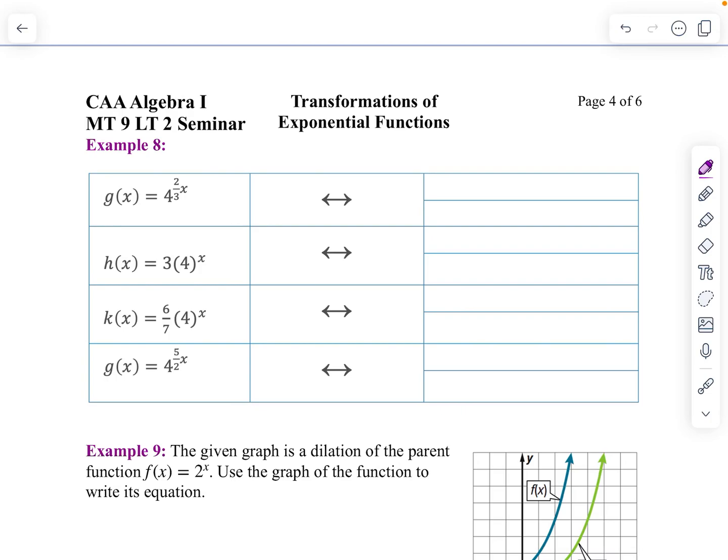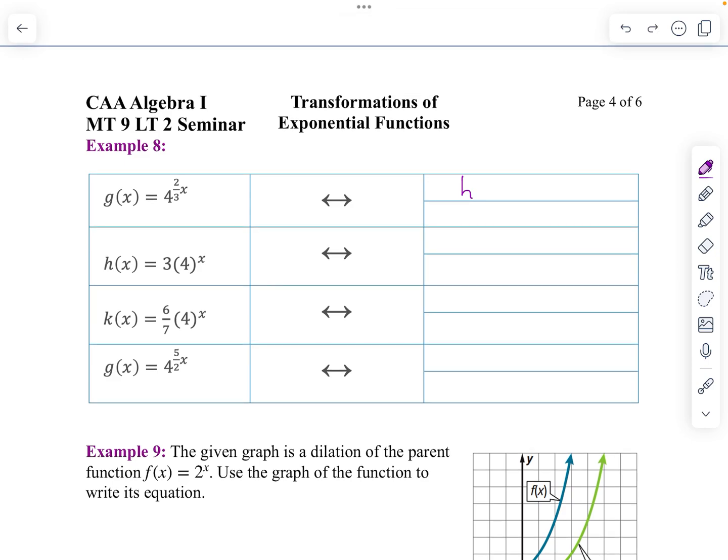In problem example 8, I should say, we want to summarize our dilations and look what's happening here. Notice on the first g of x, I'm multiplying in my exponent. In my exponent, that's going to be horizontal. Now, what am I doing? Well, I'm multiplying by 2/3, but since it's horizontal, I'm actually dividing by 2/3. Dividing by 2/3 is the same thing as multiplying by 3/2. So that's a stretch by a factor of 2/3.